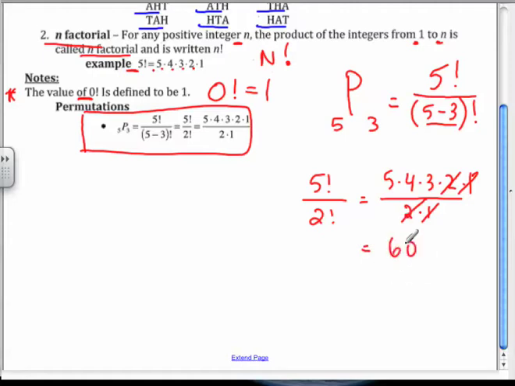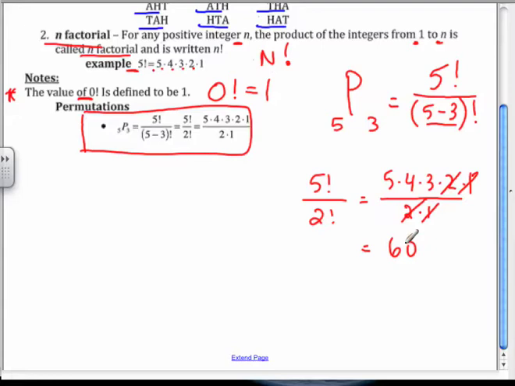So there are 60 possible ways to take 5 people and choose 3 of them and put them in different orders. Now let me stop for a second. Any questions about that? Is anything popping off that you're wondering about? Do you understand the difference between combination and permutation, Benny?